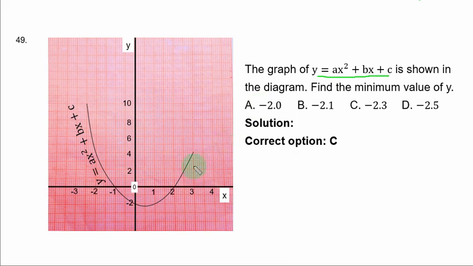So the minimum value of y is here, and it is between the first and second line. The first line is minus 2.2. The second line is minus 2.4. So in between is minus 2.3. C is the correct option.